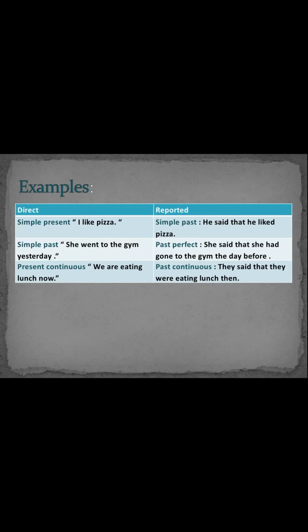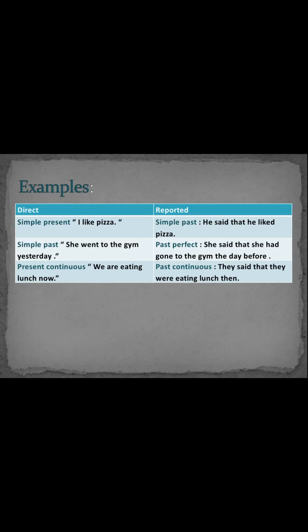The third step is to change the verb. حكينا present simple بصير past simple. طب like regular verb بدنا نحوله ل verb 2 we add ed فبتصير liked. So he said that he liked pizza. ومنكمل الcomplement as it is. تمام؟ Let's move to the second example.